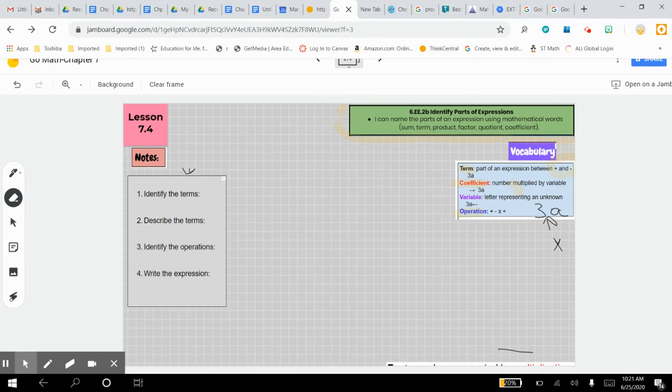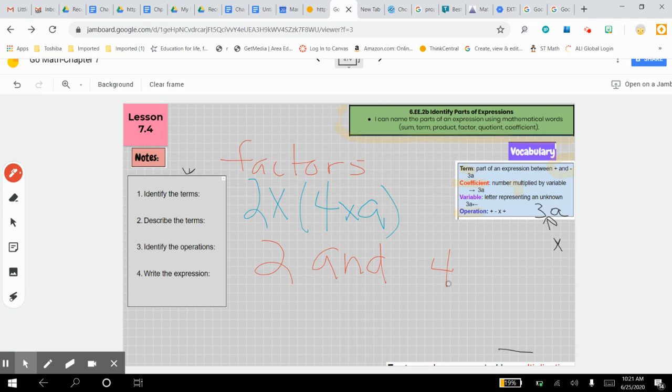I also want to talk again about that factor. What if I have something like 2 times, let's say, 4 times a, and it's in parentheses. This is really, really important. The factors in this case will be 2 and 4 times a. Are you following me so far?